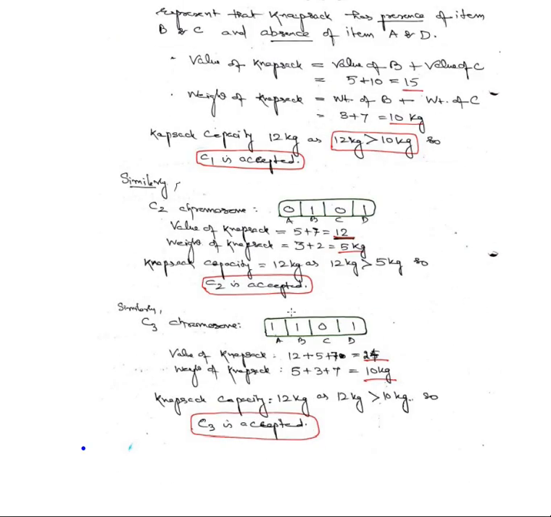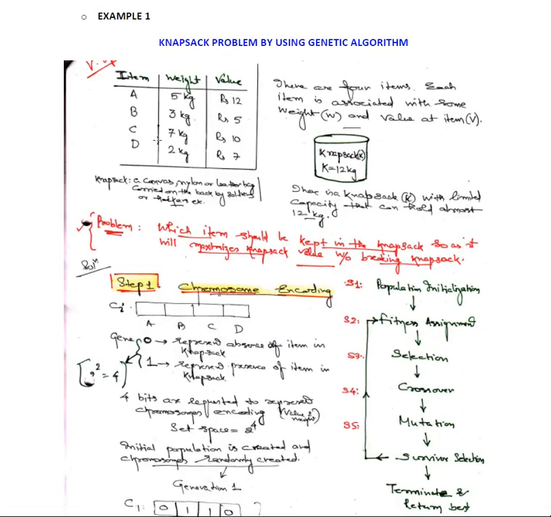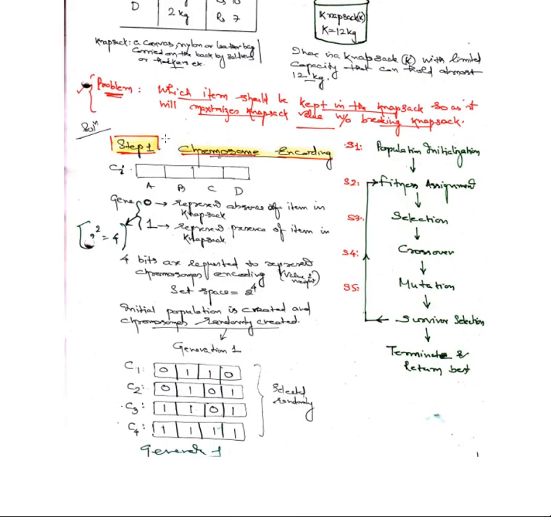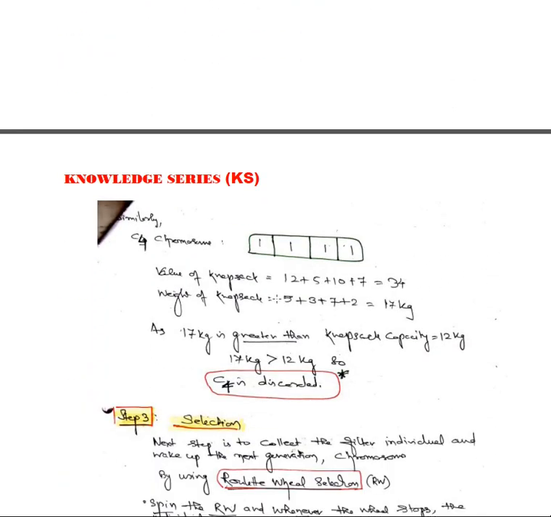Now what is next? Next is all ones. All one means you are considering all these kg. If you consider all of them, then the weight will be exceeded. That is what you see here. It is going to be 17 kg because we are adding, and in this case the value is 34. Since 17 kg is greater than 12 kg, we are discarding this C4. We are not taking this C4. We are having only C1, C2 and C3.